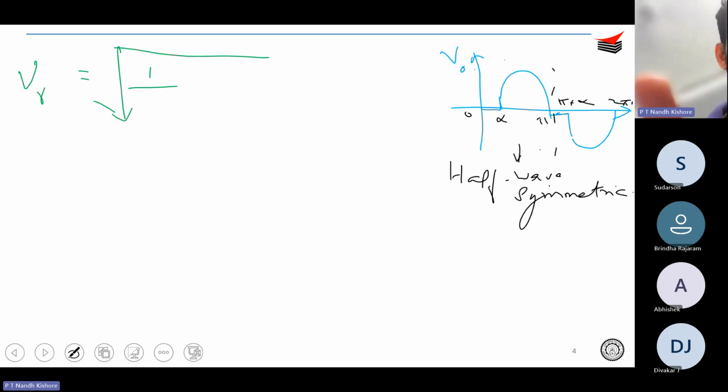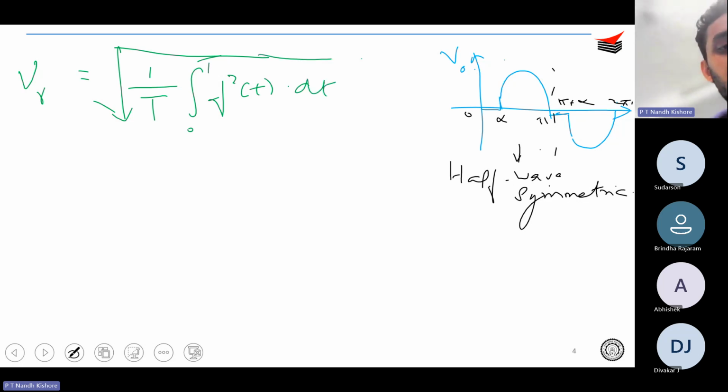So root over mean. So 1 by T integral, 0 to T, the period, or we should call it capital T, right? And then f square of t dt. This is your basic definition of RMS, root mean square, right? Simple. So over here, if you just apply that, what you're going to end up with is something like this.